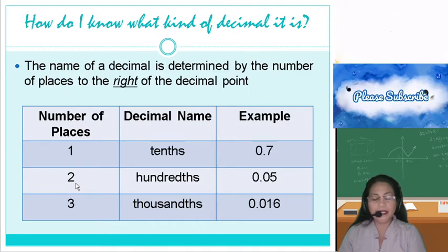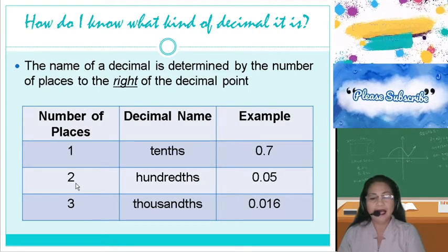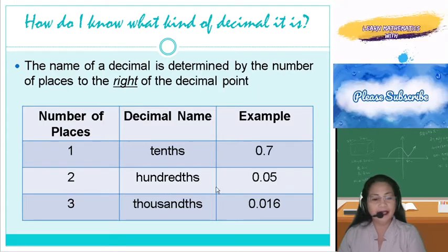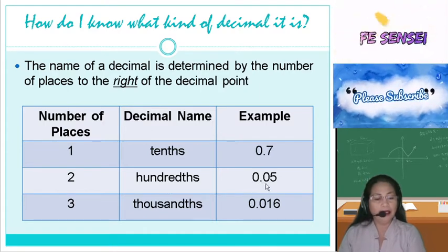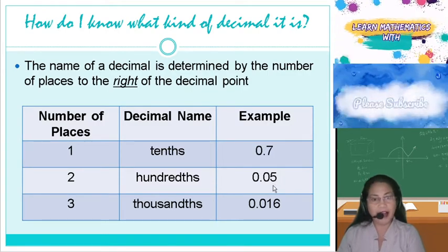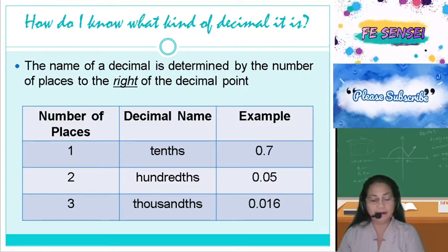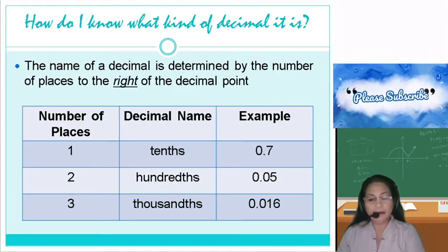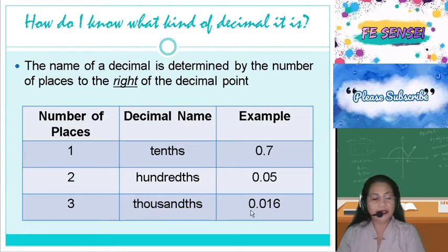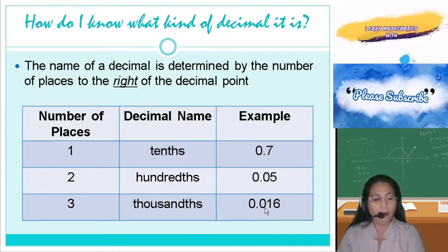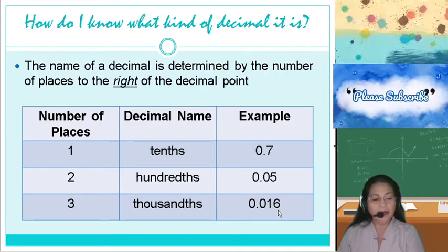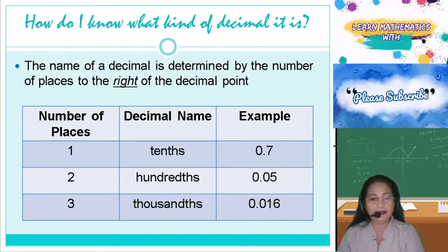If you have two decimal places after the decimal point, it is called hundredths. So decimal point 1, 2. So this is read as 5/100ths. If you have 3, then it is thousandths. So the decimal point 1, 2, 3, and it is called 16 thousandths.